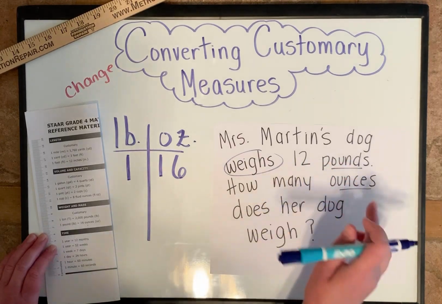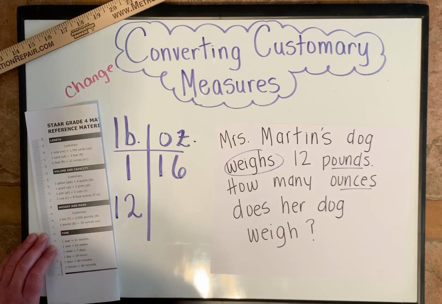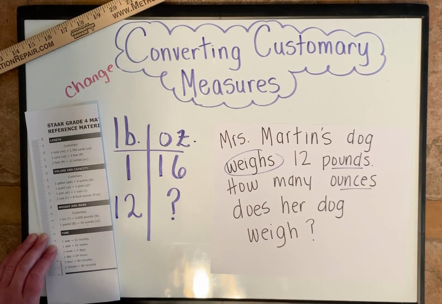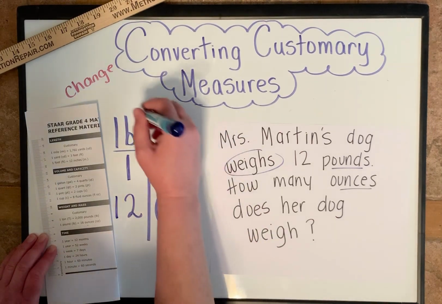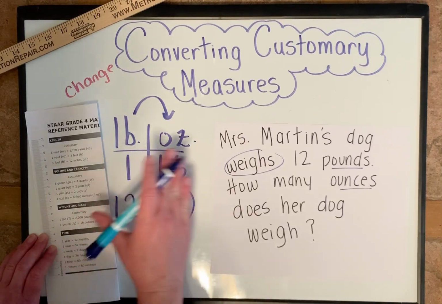So we have 12 pounds. 12 pounds is what I know. And my question says how many ounces? That's my unknown. So this is our unknown. We're trying to get to our unknown. This is our input-output table. This is the way we go.